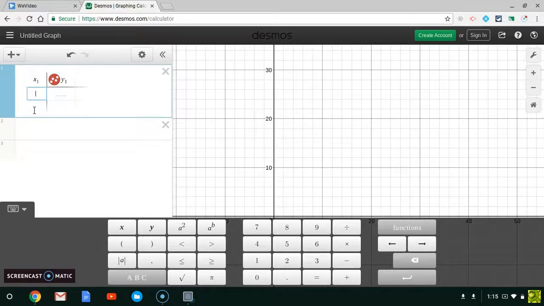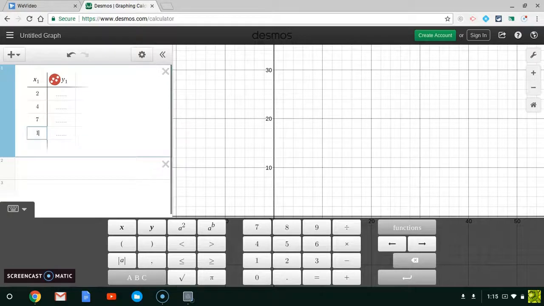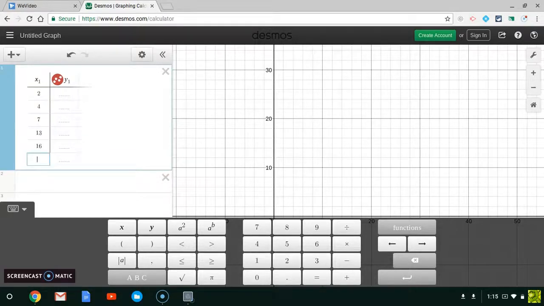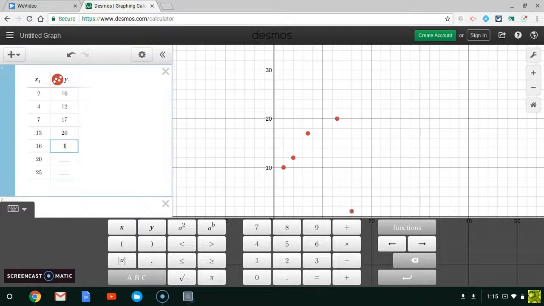For this, I'm going to just make a random table with x and y values. So I've got 2, 4, 7, 13, 16, and 20, and we'll do one more at 25. But if this were the actual problem, you would obviously put in your x values and your specific y values. Then I'm going to put in 10, 12, 17, 20, 16, 10, and 5. And as you can see over here, it plots the data.